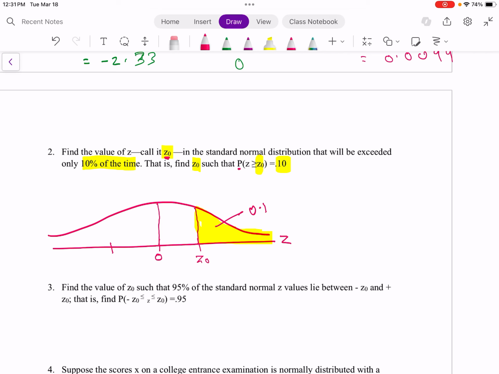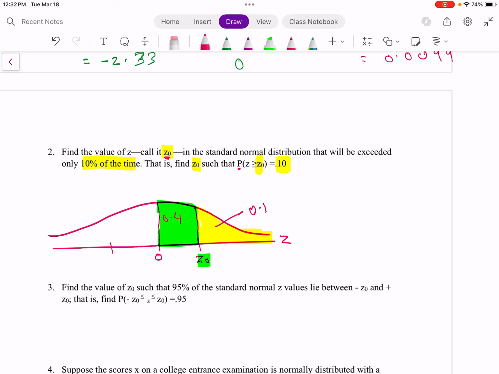Now what do we know about the area of this green region? How do we find the area of this green region? The total area on the right of 0 is 0.5, right? The yellow region is 0.1. So the remaining would be green, right? Which is 0.4. Our target is finding g naught.